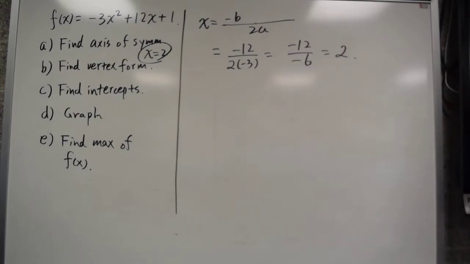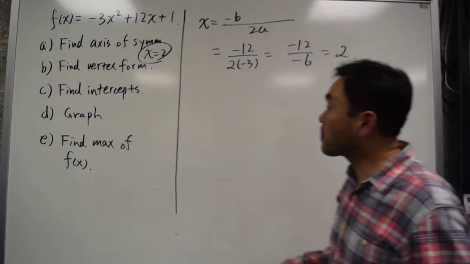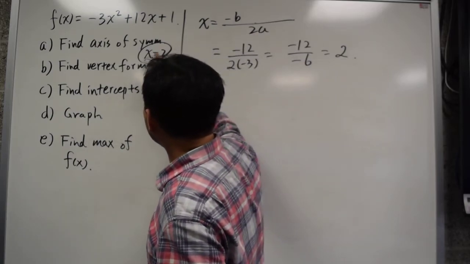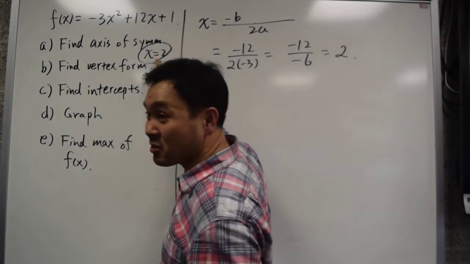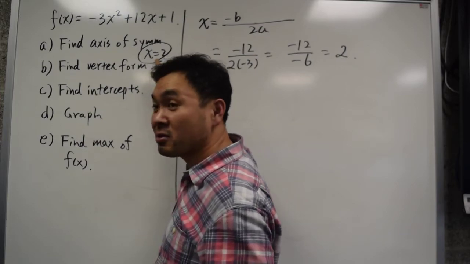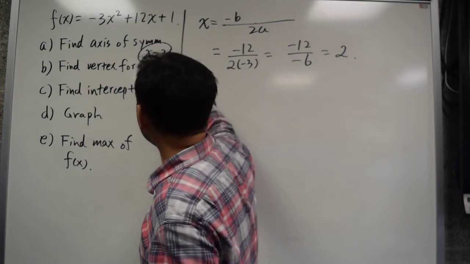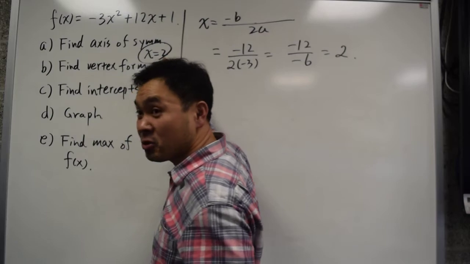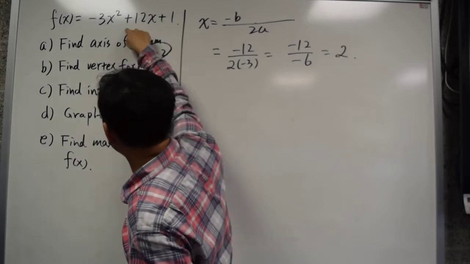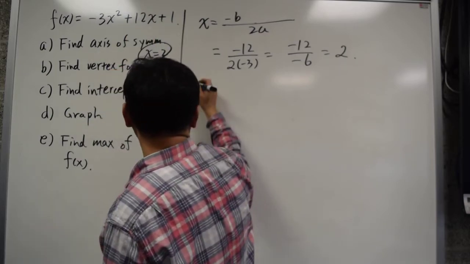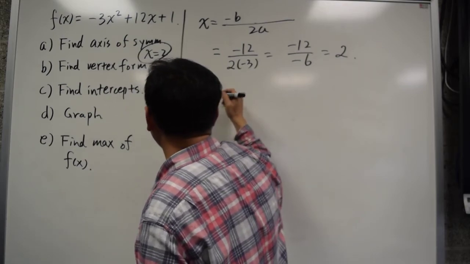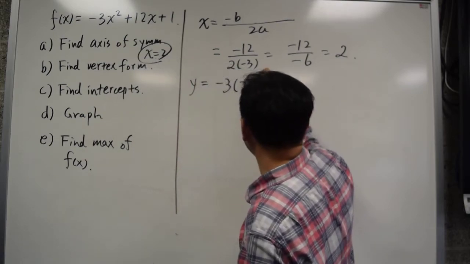Now find the vertex form. How do you find the vertex form? You see, the vertex is right on the axis of symmetry. So what is the x coordinate of the vertex? 2. If you know the x coordinate, how do you get the y coordinate? You plug in the value and you get the y value. So you get the y value by plugging in 2 that we just figured out here.